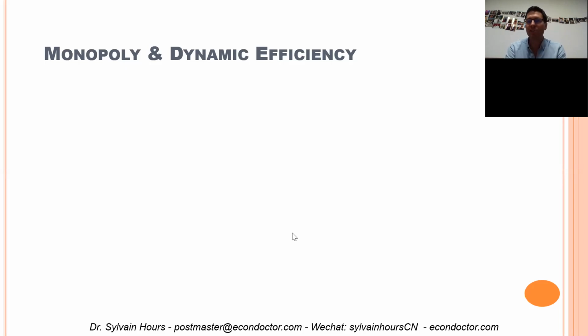This question essentially means, will this economic agent sufficiently invest in research and development to introduce new products, new processes, and to achieve technological change? So this is mostly, at least for A2, for CIE, what dynamic efficiency is about.